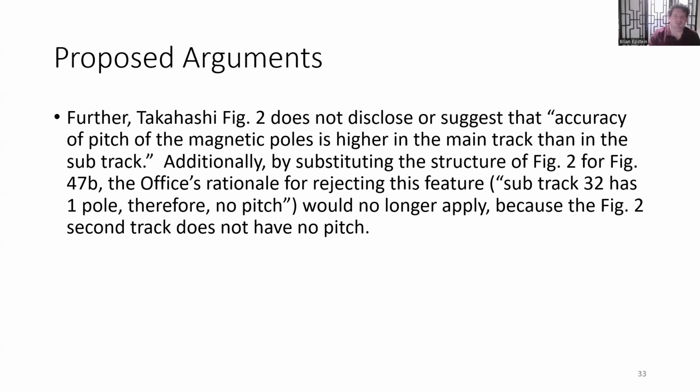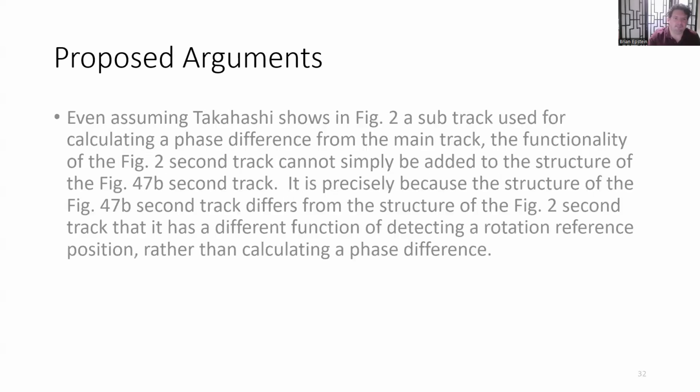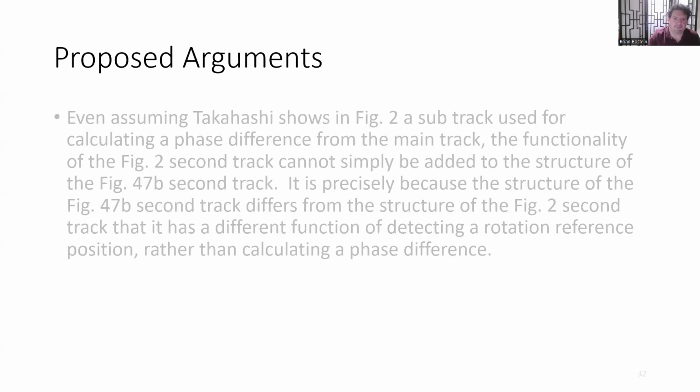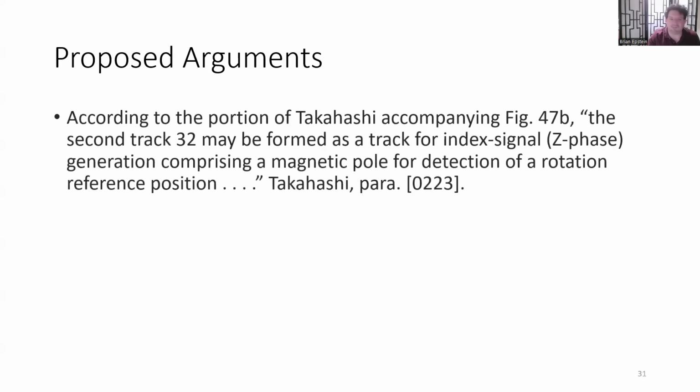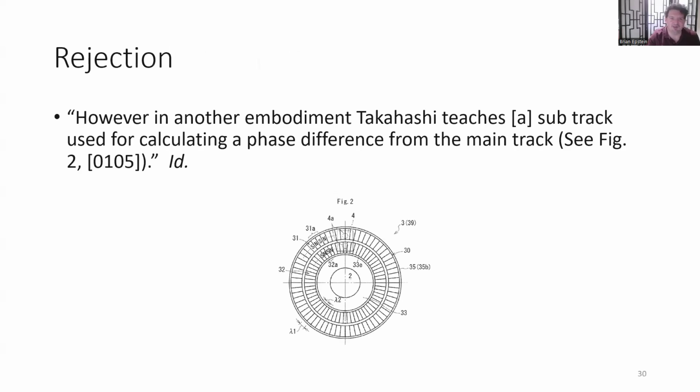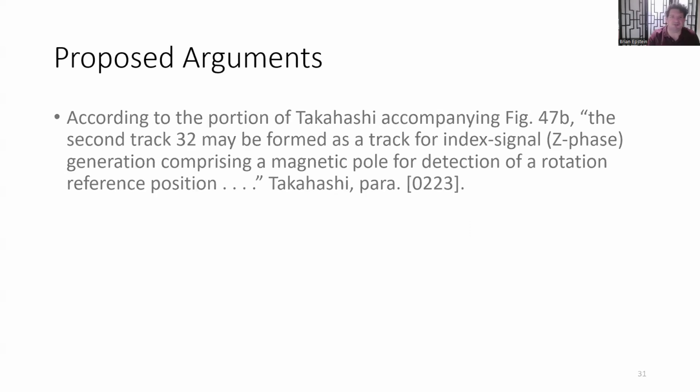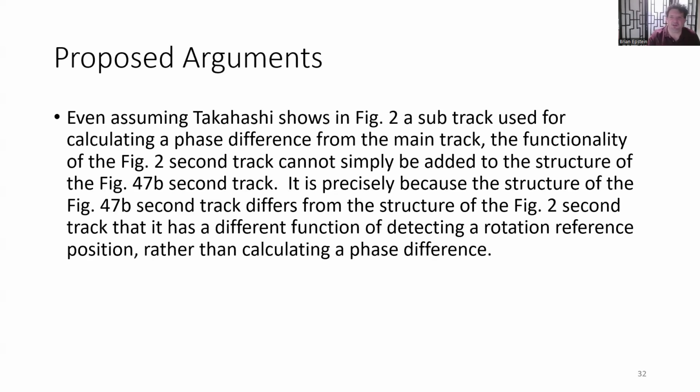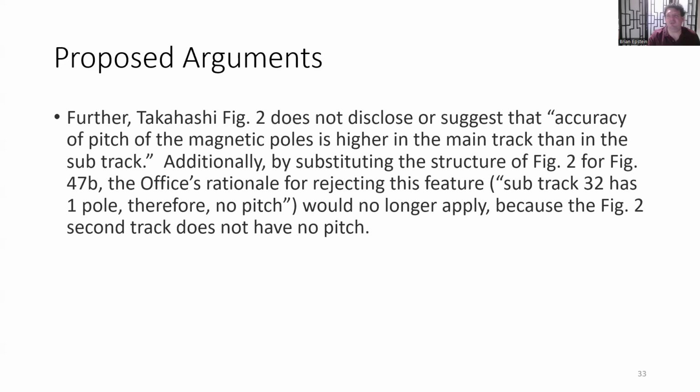Sorry, I'm going to go back to show you. Figure 2 doesn't have only one pole, right? We see all these poles here. If you have more than one pole, you have a pitch. You have to have a pitch if you're going to rely on Figure 2. That's the examiner's error. This is what I mean by presenting very technical arguments.